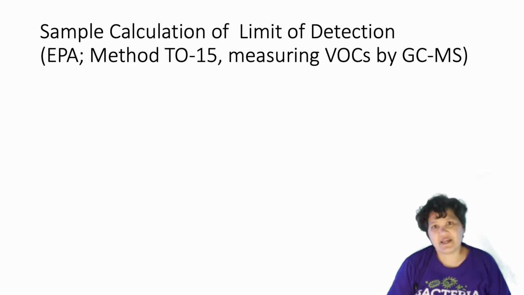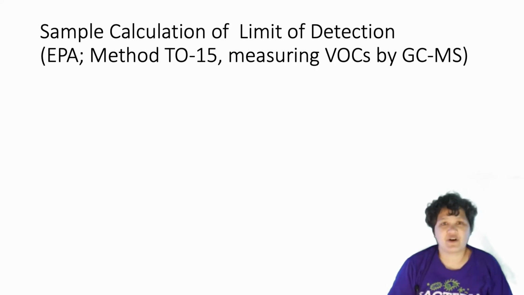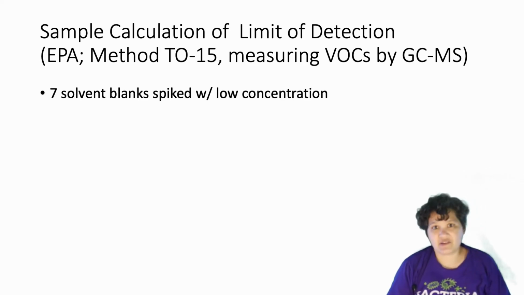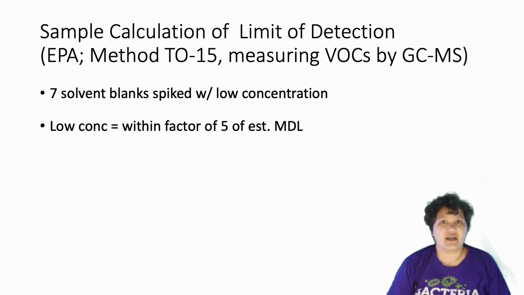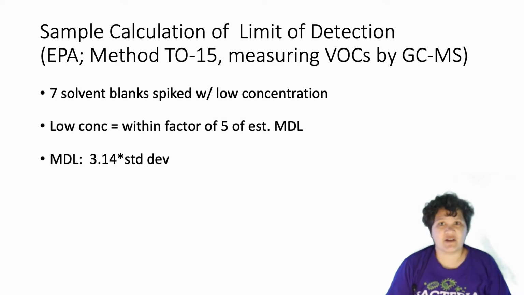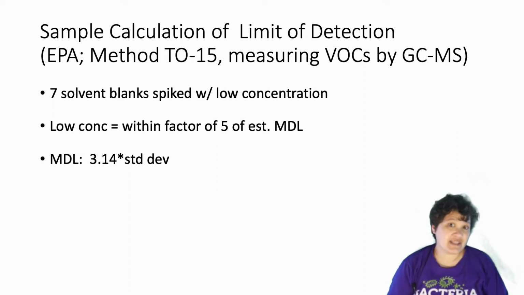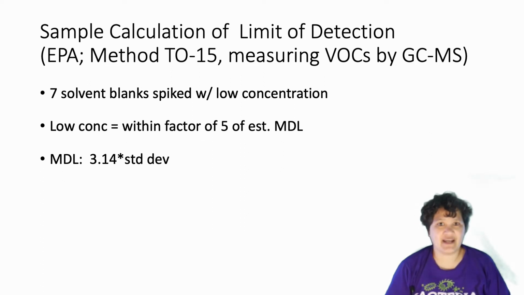For example, the EPA's method TO15, which is used to measure volatile organic compounds by GCMS, recommends running 7 blanks spiked with a small amount of analyte. And then, according to this method, the MDL would be 3.14 times the standard deviations of those blanks. That's not because it's pi, that's because it's the t-value for 7 blanks. Now, a method like this allows you to find the minimum level at which you can safely say that a reading is not noise. In other words, any reading above this MDL definitely shows the presence of your analyte.